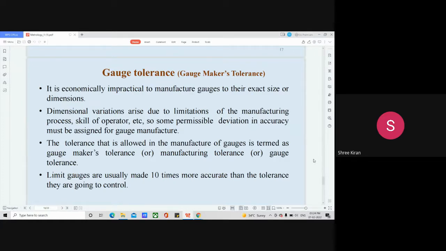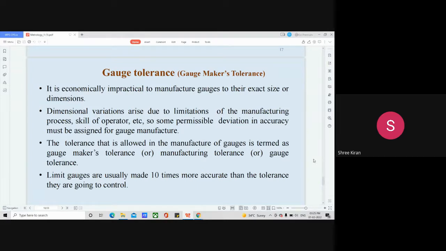But this tolerance that is always allowed in the manufacture of gauges is termed the gauge maker's tolerance, manufacturing tolerance, or gauge tolerance. Limit gauges are usually made 10 times more accurate than the tolerance they are to control. So that's what happens with respect to the gauge maker's tolerance.